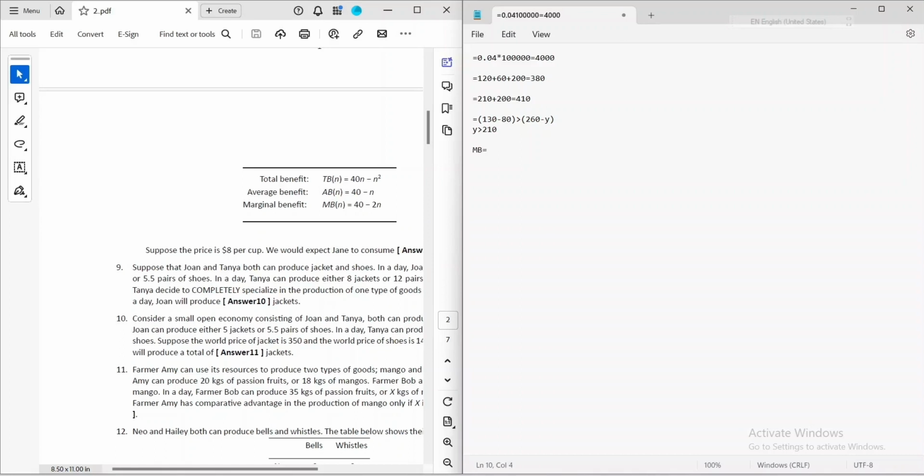Marginal benefit equals marginal cost. What is marginal benefit? 40 minus 2n equals 8. And I leave this to you. I hope you can solve for the value of n.